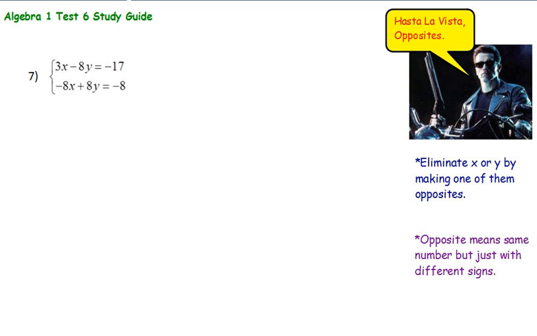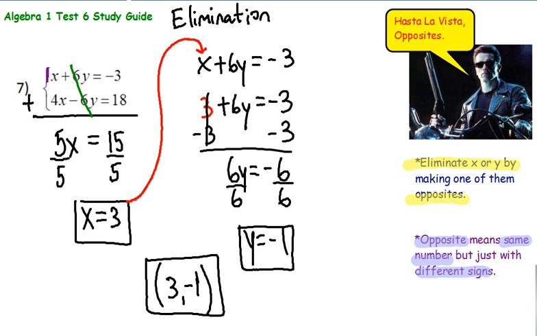So if you'll copy this down, number 7 in the middle should be, and so scratch out what's on your paper, 3x minus 8y equals negative 17, and negative 8x plus 8y equals negative 8. Maybe pause that if you need to copy that down. And then number 7 on the right side would be 2x plus 2y equals negative 8, and negative 2x minus 3y equals 16. So sorry about the typo there. I fixed it, but you may have one of the older copies where that's there. All right, so try number 7 in the middle and see what you can do with those.